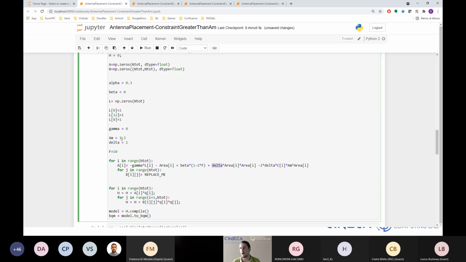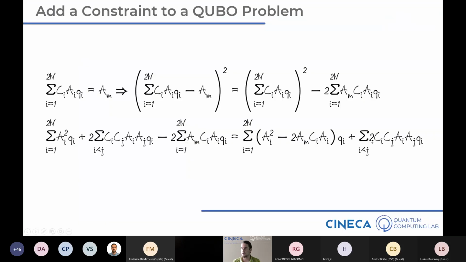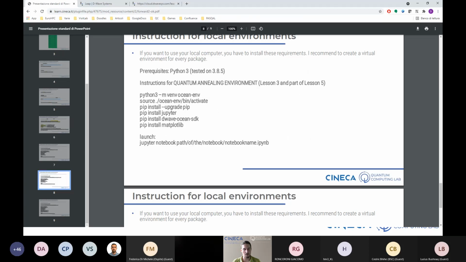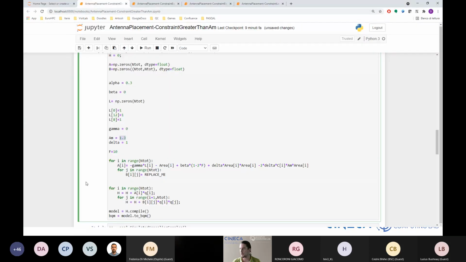The minimum area is 1.3, and following what I obtained here for the linear part, I will add this part here, and this is the result. We have delta A squared minus 2 delta C_min A. Okay, seems to be good, but it's not.